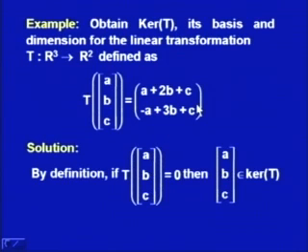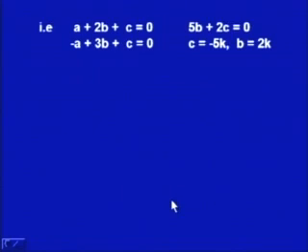So, we will start with the definition of kernel T. If T(A, B, C) is equal to theta, then (A, B, C) will belong to kernel T. This kernel T will be a member of R3, so that is why I have considered the 3-dimensional vector (A, B, C). Now, to prove this, we have to say that A plus 2B plus C is equal to 0 and minus A plus 3B plus C equal to 0. This is to be there.